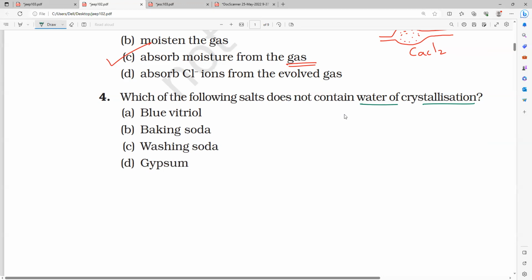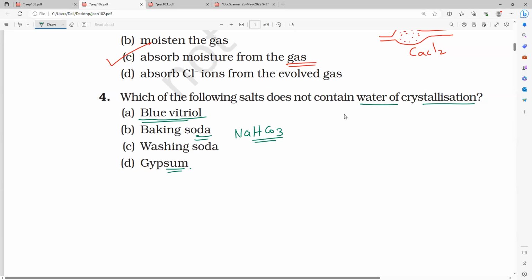Water of crystallization. Harish? Baking soda. What is the baking soda formula? NaCO3. Harish? Sodium hydrogen carbonate. Understanding? Now, do you remember everybody, they use words like blue vitriol and gypsum?